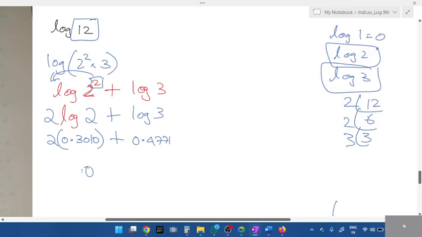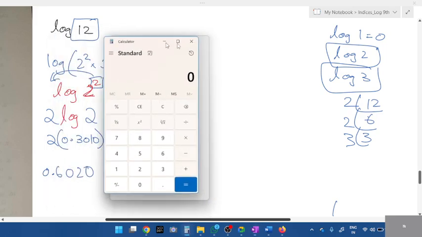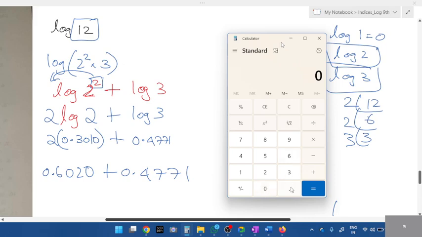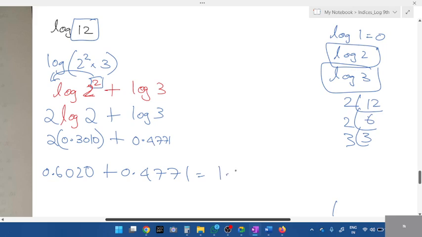Next, multiply this: 0.2006 plus 0.4771. What's the answer in the textbook? What's the answer given, students? Seventh main, first one. Is it correct? We're getting the right answer, 1.0791.